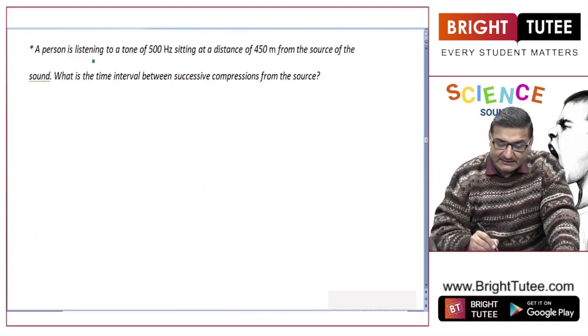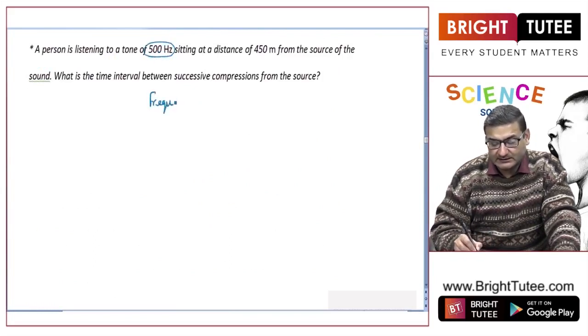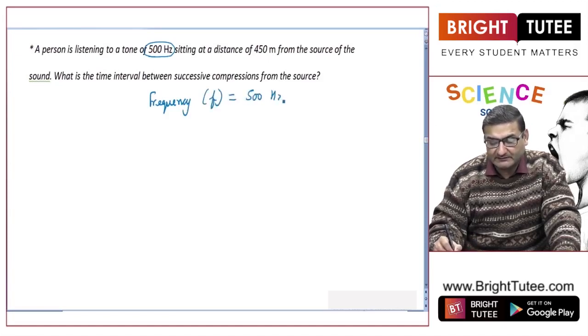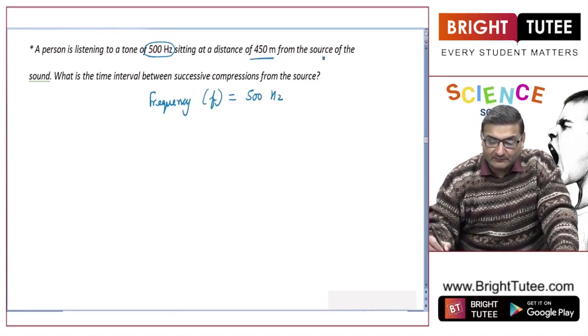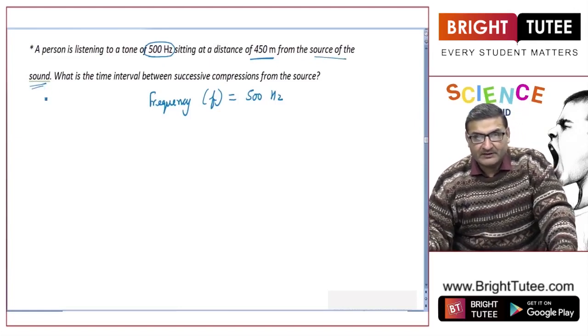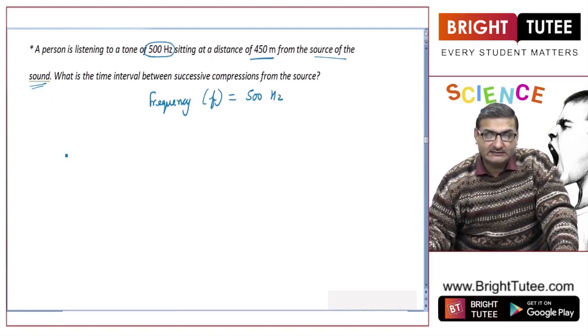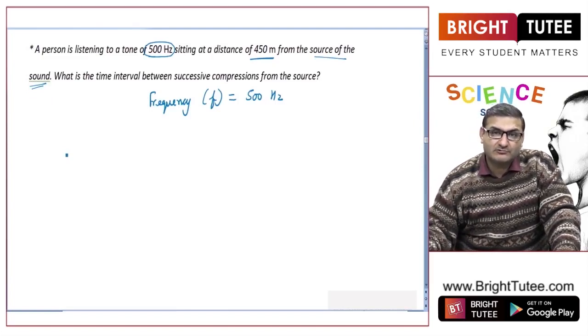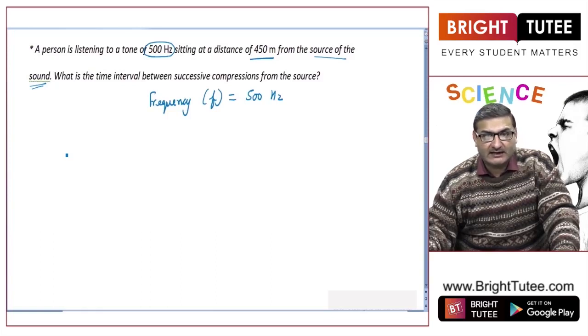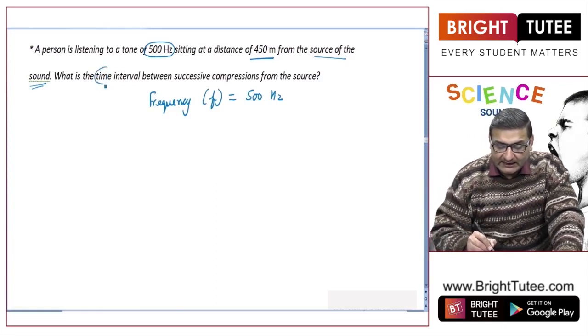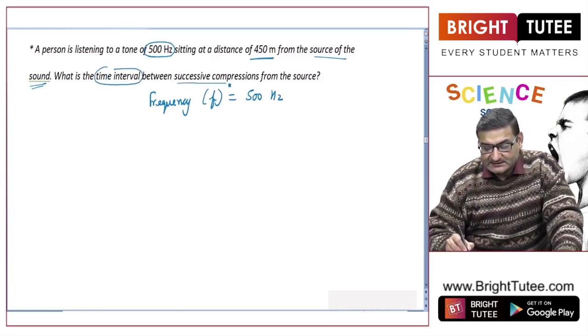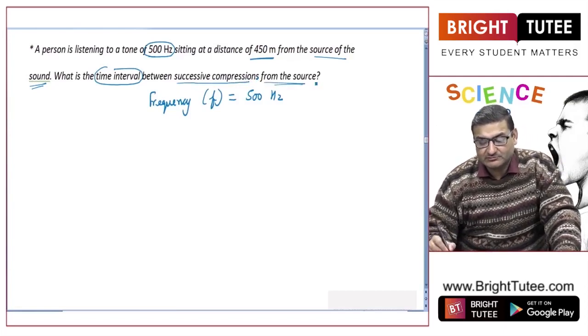A person is listening to a tone of 500 Hertz. So once again, Hertz means frequency is given to us in the question to be 500 Hertz. The person is sitting at a distance of 450 meter from the source of the sound. One quite important thing is, this is the distance of the person from the source of the sound. We are not actually talking about the wavelength, right? What is the time interval between successive compressions from the source?